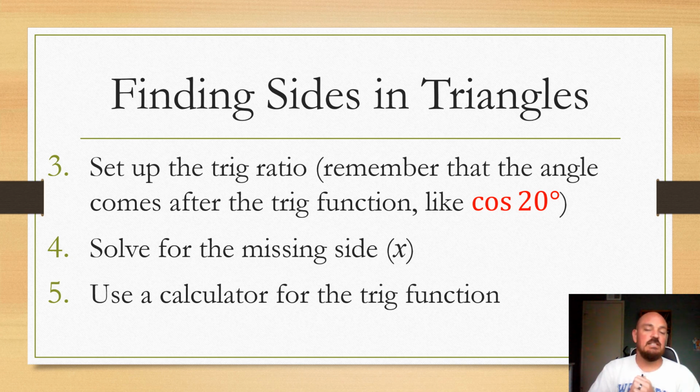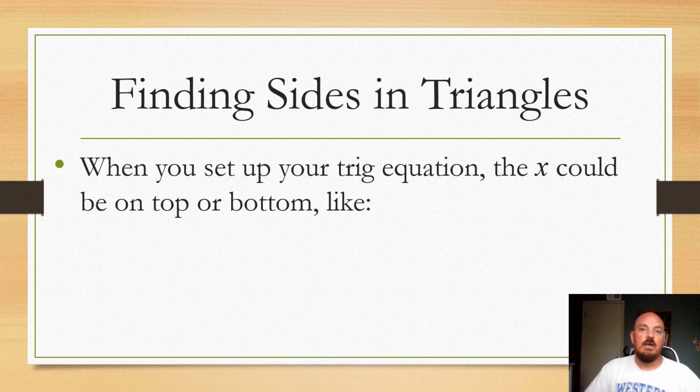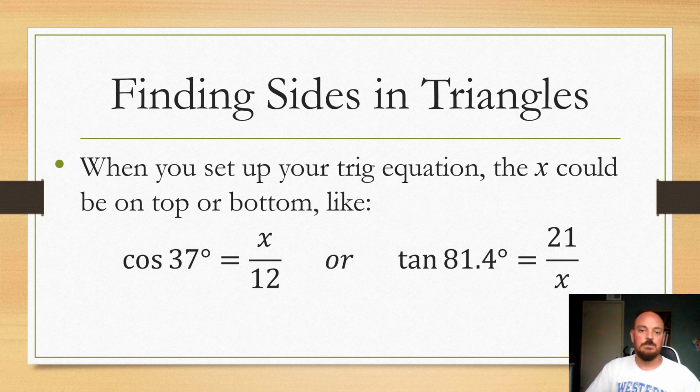So before we do a full example, I want to show you how these are going to end up. When you set up your trig equation from the triangle, after you've done all the work, you did opposite, adjacent, hypotenuse, you pick the right trig function, you put the angle in, you set up the ratio right, you do all the work, it's going to look like one of these two things. It might say, and I just made up numbers for this, it could have been any trig function at any angle, but it might have said cosine of 37 equals x over 12, or it might be something like tangent of 81.4 degrees equals 21 over x.